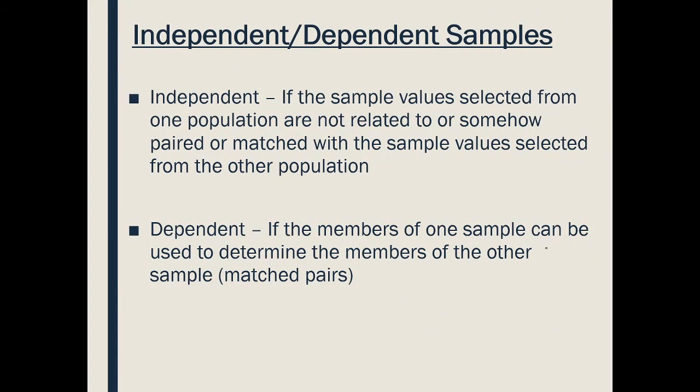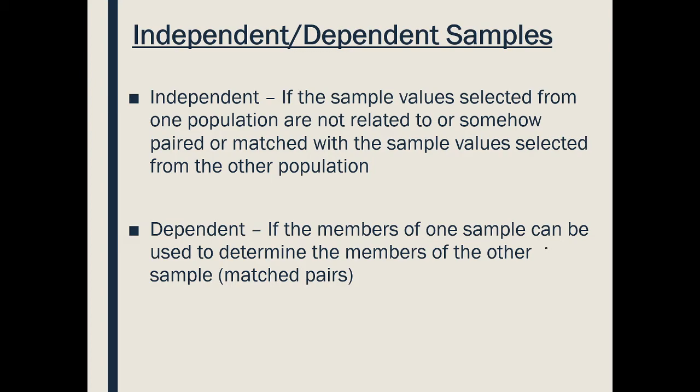So, first thing to talk about is this independent and dependent business. Independent is when you're taking two sample populations, two sample value selections, where one population and the other are not related. So the previous example, two cities, right? If you take people from city A and take people from city B, those are independent. They have no connection to each other at all. Dependent is the opposite. Dependent is when members of one sample can be connected to, or used to determine, the members of the other sample, sometimes called matched pairs.